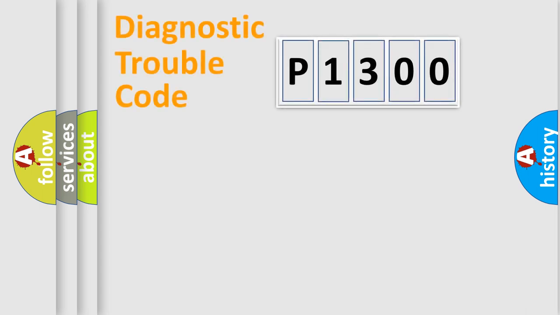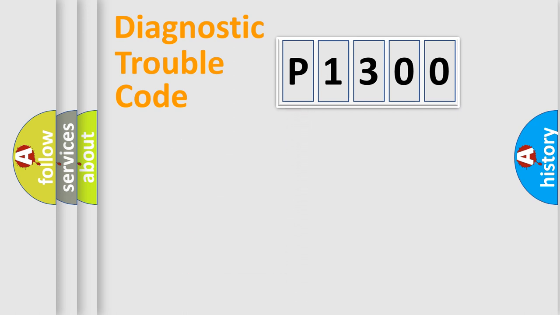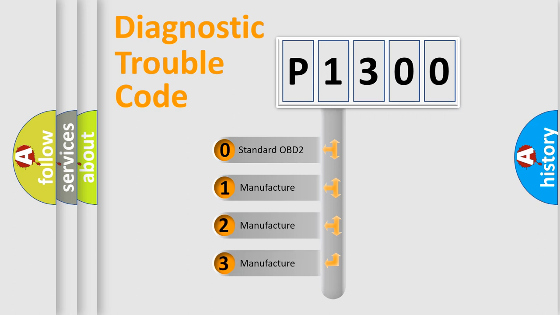Let's do this. First, let's look at the history of diagnostic fault code composition according to the OBD2 protocol, which is unified for all automakers since 2000. We divide the electric system of automobile into the four basic units: powertrain, body, chassis, network. This distribution is defined in the first character code. If the second character is expressed as zero, it is a standardized error.